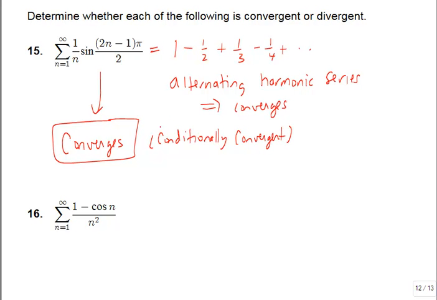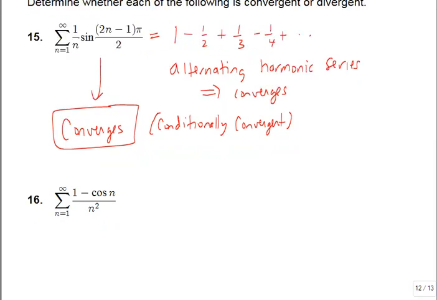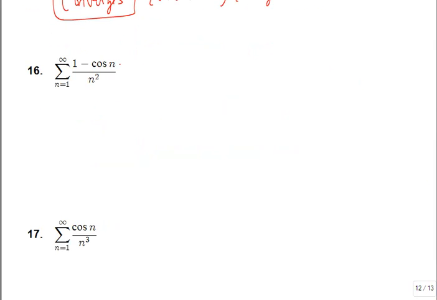Okay, now if we look at the next example here, we have 1 minus cosine n over n squared. So let's write out what some of these terms would look like. When n is 1, we would just get 1 minus cosine 1 over 1 squared. Cosine of 1 is just some decimal. I don't know what it is. You could look it up on your calculator. If n is 2, this is going to be 1 minus cosine 2 over 2 squared, or 4. If n is 3, this will be 1 minus cosine 3 over 3 squared, or 9, and so forth.